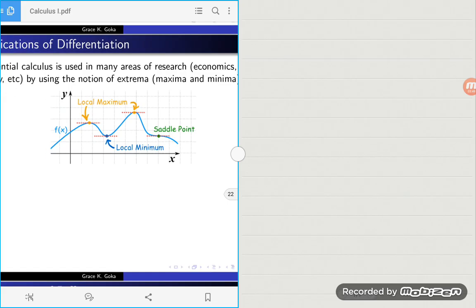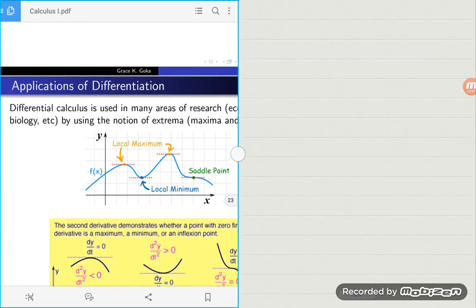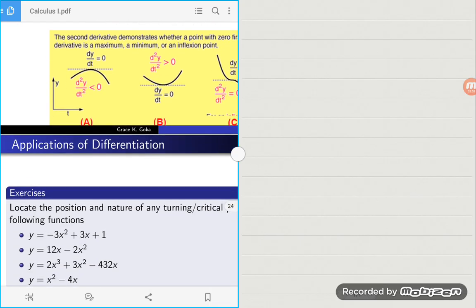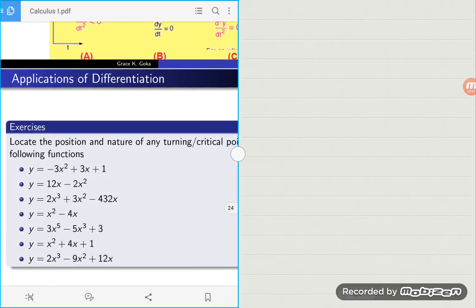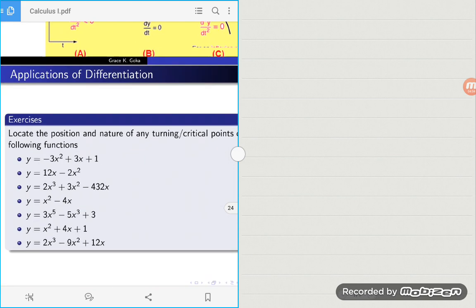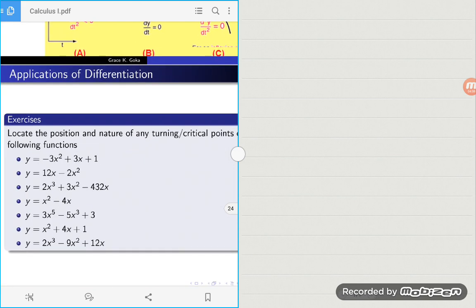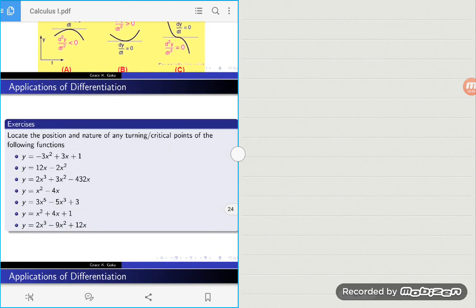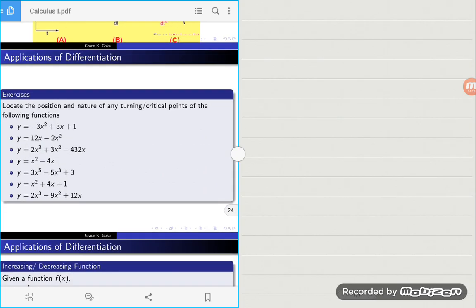With that being said, let's look at examples and see if we can determine the critical points and the nature of these critical points, that is whether it's a relative maximum, a relative minimum, or a point of inflection. If we get a critical point, we also want to know the point at which these turning points happen. Let's take a look at the first example.